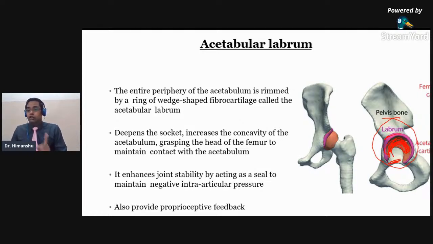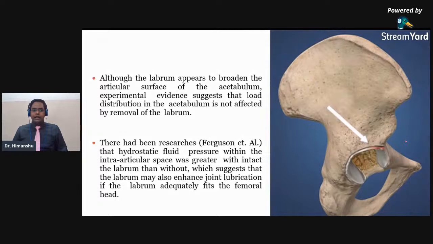So if it is not there in the zone of articulation, the removal of it does not eventually affect the compressive loading, that is, the compressive forces which are lying between the articular surfaces of the hip joint. So there had been research by Ferguson et al. that the hydrostatic fluid pressure within the intra-articular space was greater with intact labrum than without.